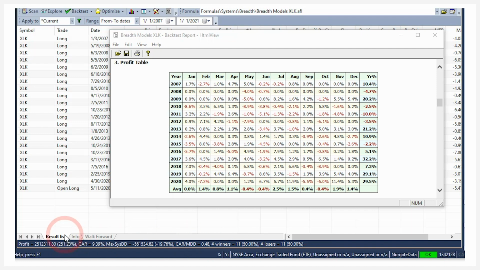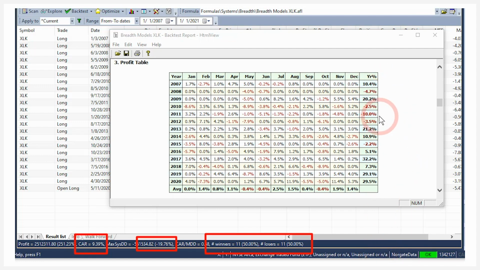So if we look at the compound annual return, it's 9.4%. Now, this is a big bull period, at least from 2009 until 2020, with a couple of rough patches along the way. The maximum drawdown was around 20%. And true to trend following, you had 50% winners and 50% losers, half the trades. But the way trend following makes money is you make more on the winners than you do on the losers.